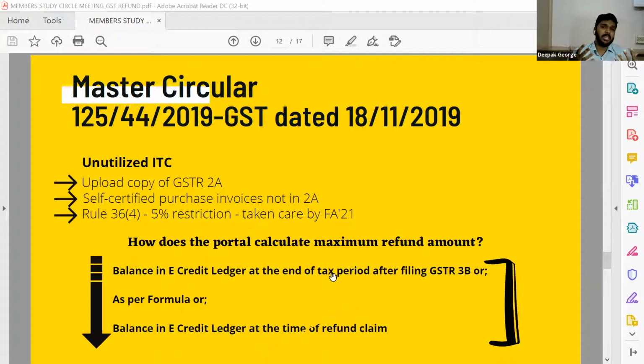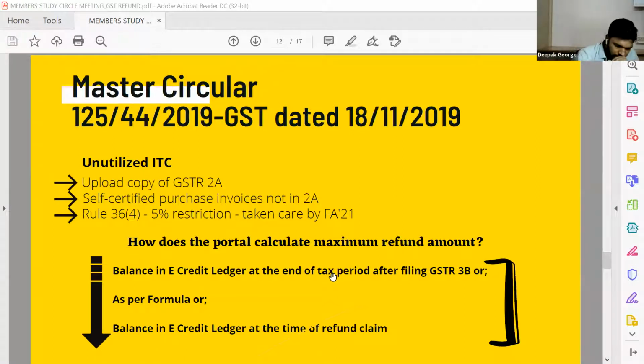There is even an amendment with respect to ITC in the Finance Act of 2021. In fact, they have cleared all that confusion which we had regarding 5%, 10%, 2A, 2B, etc. It has been clarified with that particular section or rule being inserted in the Finance Act of 2021 under the ITC section.